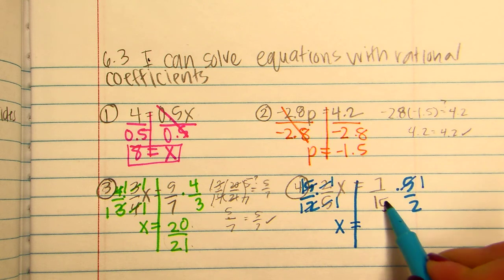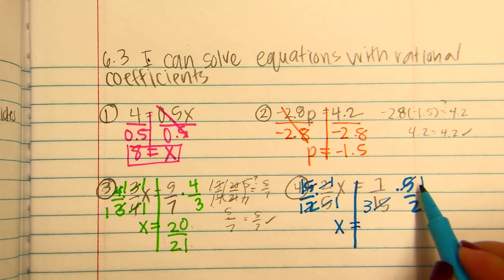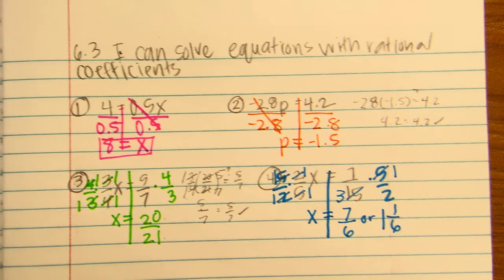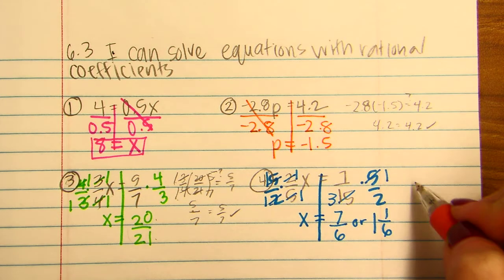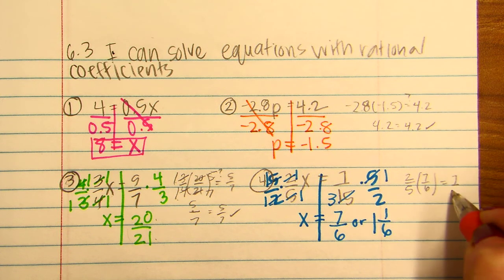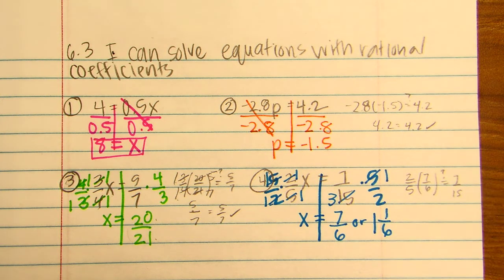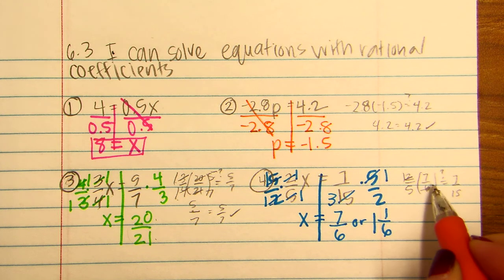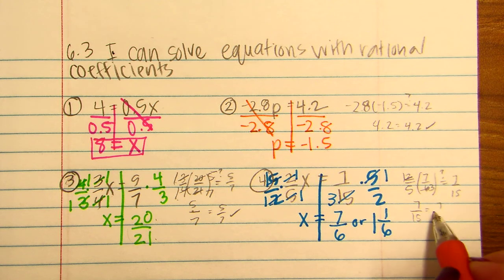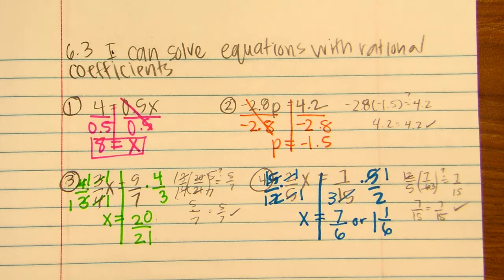5 divided by 5 is 1. 15 divided by 5 is 3. 7 times 1 is 7. 3 times 2 is 6. I can't reduce this, but I could say it's equal to 1 and 1/6. Either one of those would work. And then I should check my answer. So I'm going to write my equation again, but instead of writing an x, I'm going to put 7/6. We're going to see if that equals 7/15. So I can cross-reduce this way. 2 divided by 2 is 1, 6 divided by 2 is 3, 1 times 7 is 7, 5 times 3 is 15. Since both sides are equal, we did that one correctly as well.